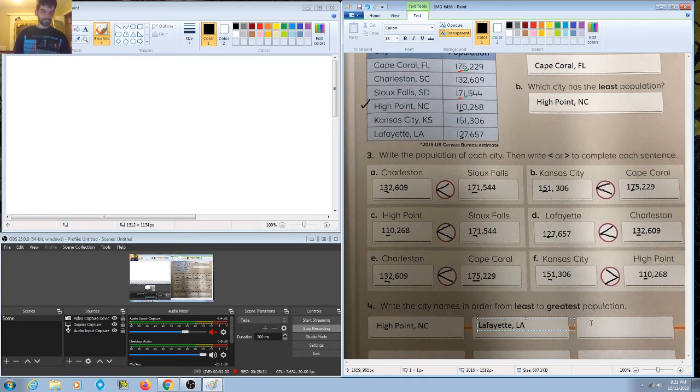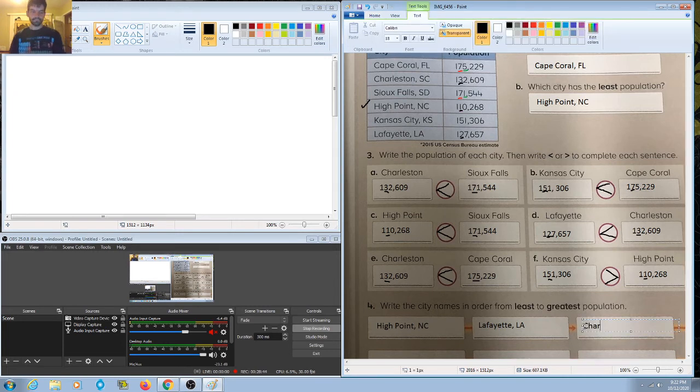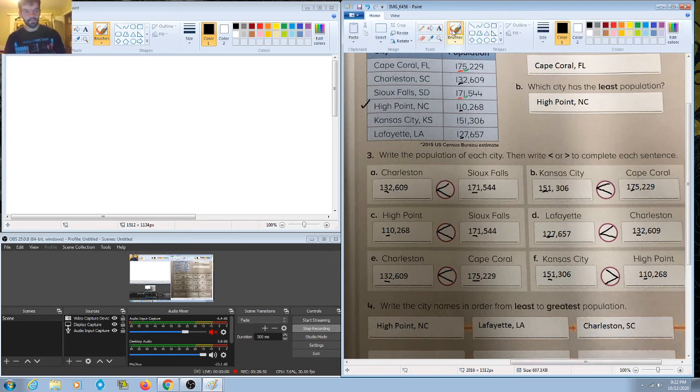Okay. Next, we're going to look for the next greatest 10,000 place value. So that's going to be the 3 in the 10,000th place of Charleston, South Carolina. Okay. And next we're going to look for the next one. So we have 1, 2, 3. There's no 4 in the 10,000th place of any of these cities, but there is a 5 in Kansas City. Okay.